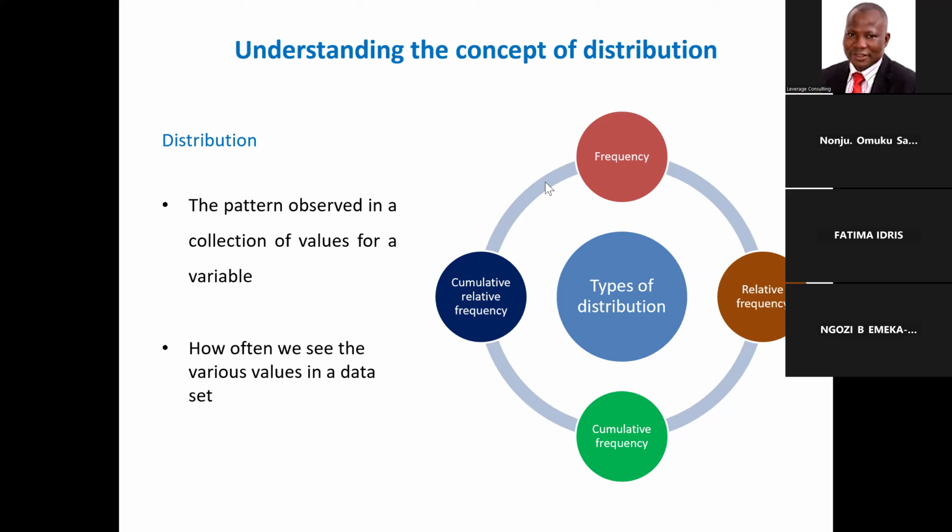Now, for this distribution, there are four types. Even the pattern, there are four ways of describing it. The first one is frequency distribution. The second is relative frequency distribution. The third is cumulative frequency distribution. The fourth is cumulative relative frequency distribution.